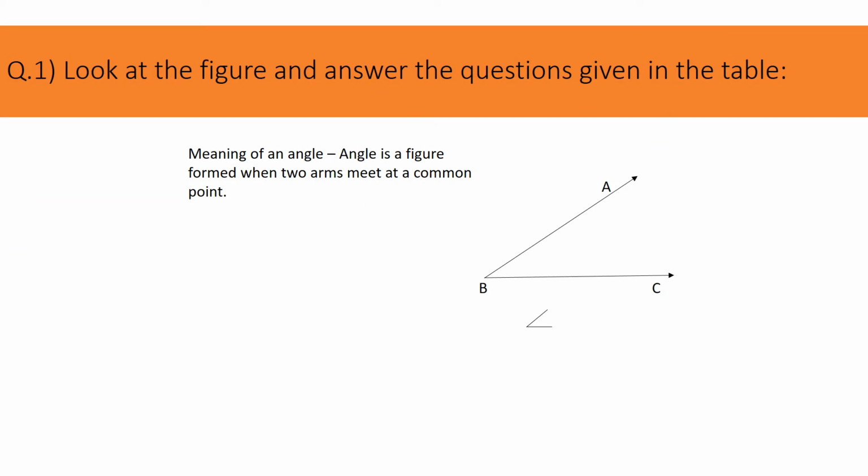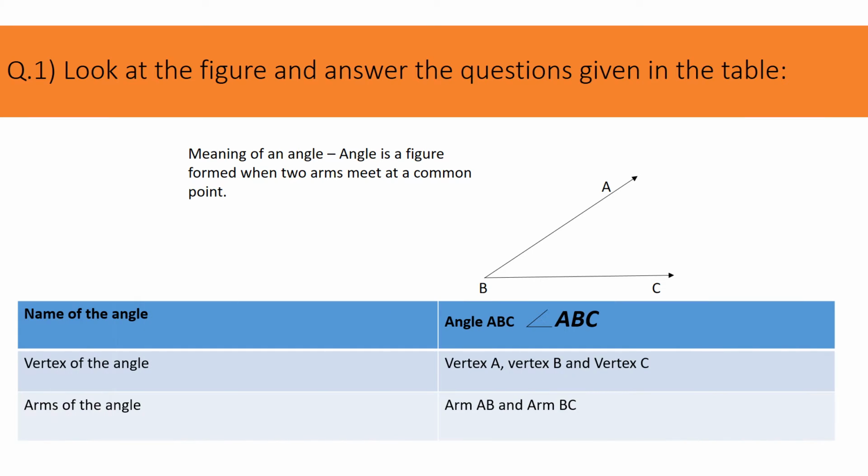Alright, here you can see there is one question. Look at the figure and answer the following questions in the table given below. So this is the table, right? First, if you will see on the right hand side of your screen, there is one figure ABC, right? This is an angle. What do you mean by an angle? This is something that we have already done in grade 6.